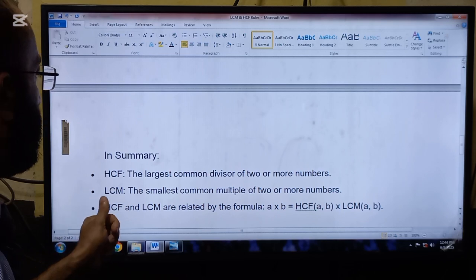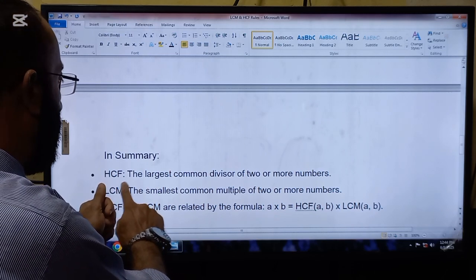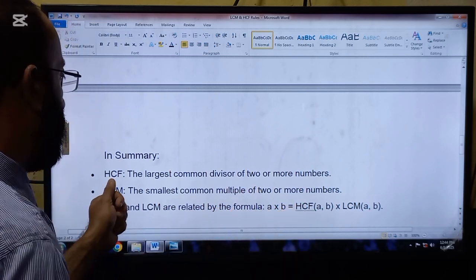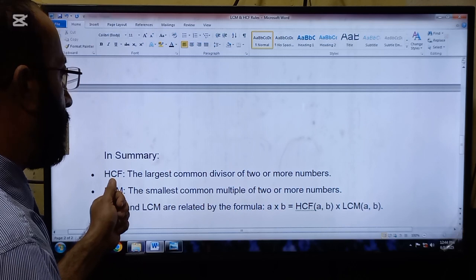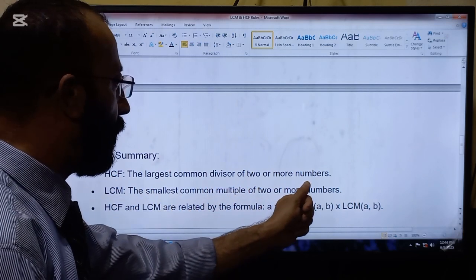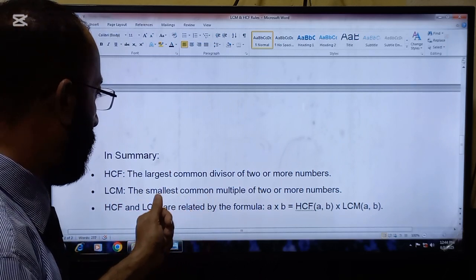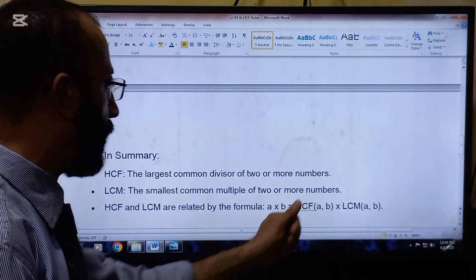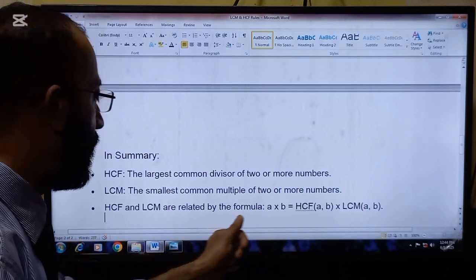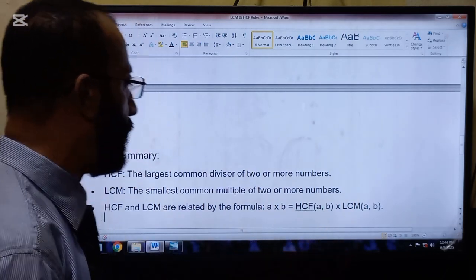In summary, HCF. So H stands for highest or the largest, C stands for common and F stands for factor or divisor: the largest common divisor of two or more numbers. LCM is the smallest common multiple of two or more numbers, and the relationship between the LCM, HCF and their numbers is A multiplied by B is equal to HCF multiplied by LCM.